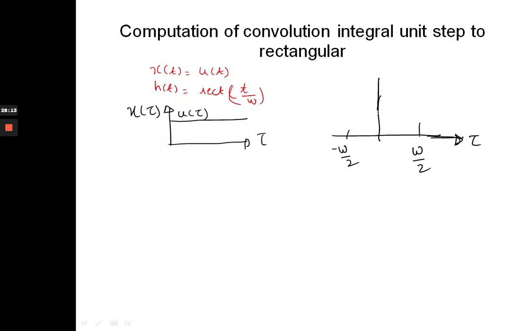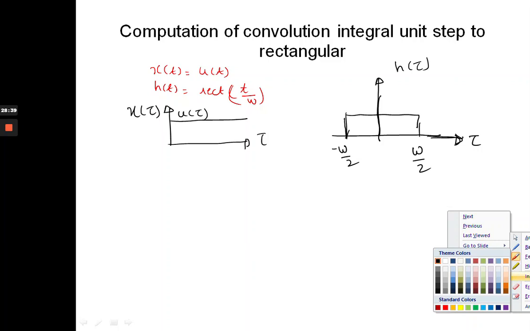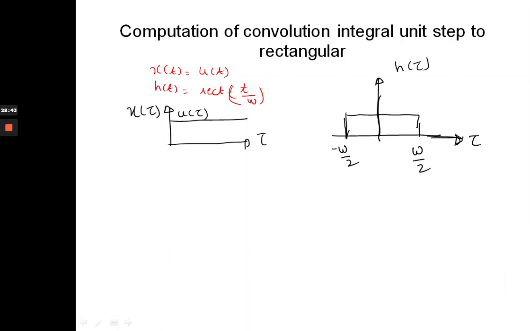and we will represent it on the dummy variable axis, and this equals h of tau, and this is the rectangular function. Again the magnitude of both functions is 1. Here this is 1, this is 1. Then we will shift this function, right? First fold this function. The folding of this function gives h of minus tau.